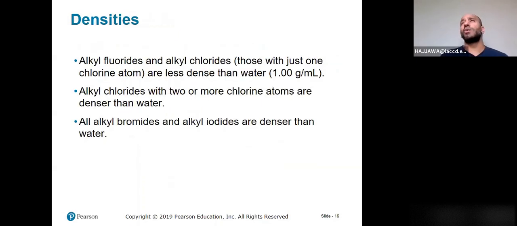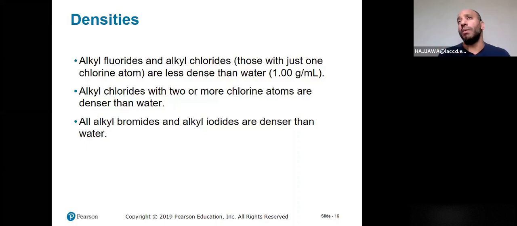Density wise, when you have a mono halide alkane structure, it is usually less dense than water. But when you have 2 halides or more, these structures tend to be more dense than water. So here's an example. Methylene chloride, CH2Cl2. It's a common solvent. You're going to see it in lab. You're always going to find the methylene chloride at the bottom when you are extracting a reaction.